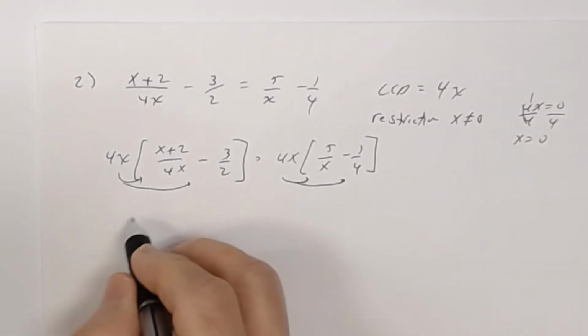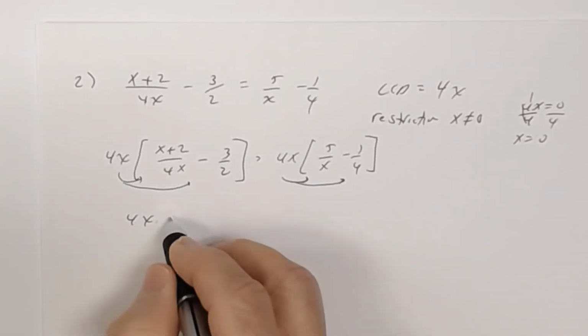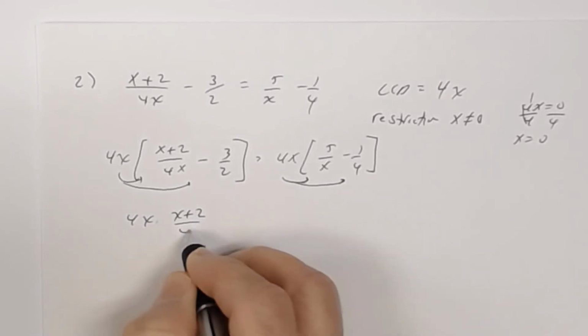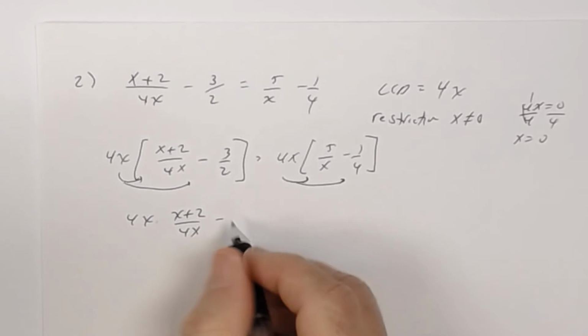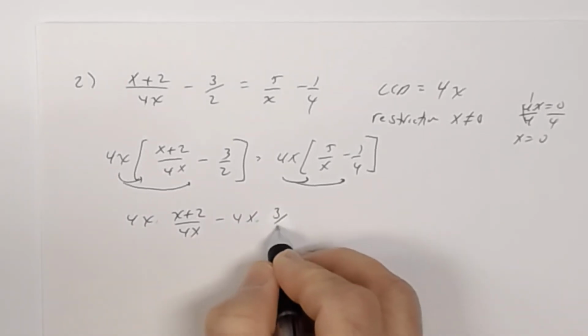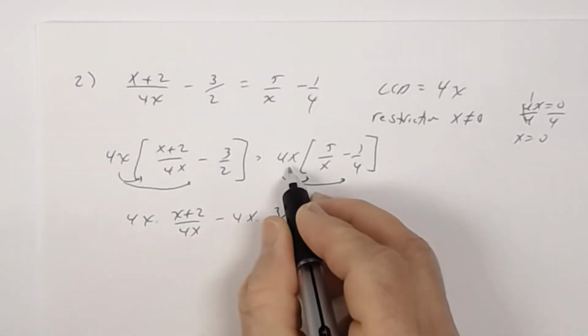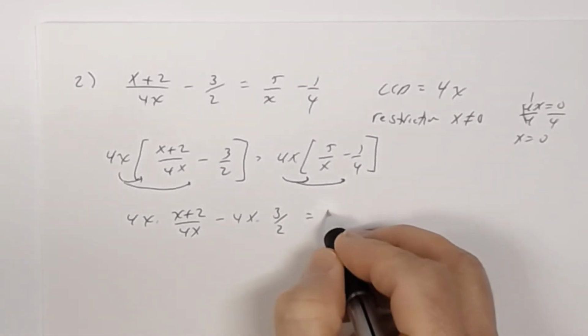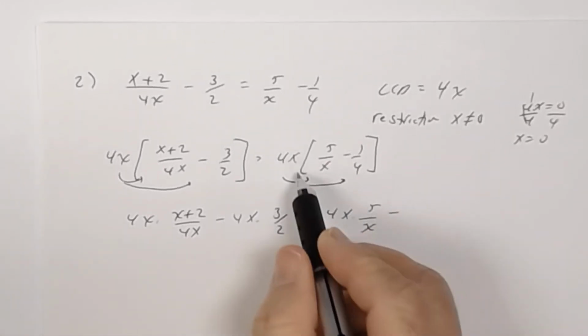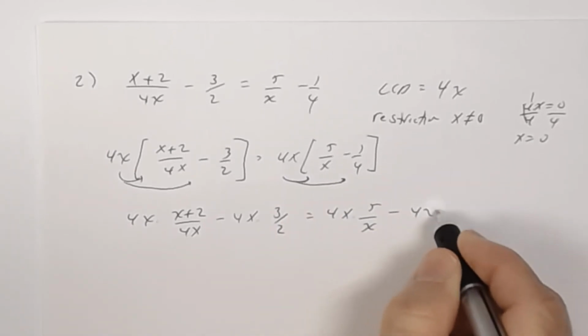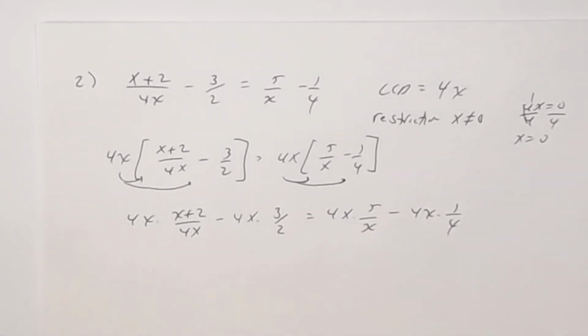So you're going to say 4x times the first fraction, x plus 2 divided by 4x, minus 4x times the second rational expression, 4x times 3 divided by 2, equal on this side, 4x times the first rational expression, 4x times 5 divided by x, minus, subtract, 4x times the second fraction or rational expression.